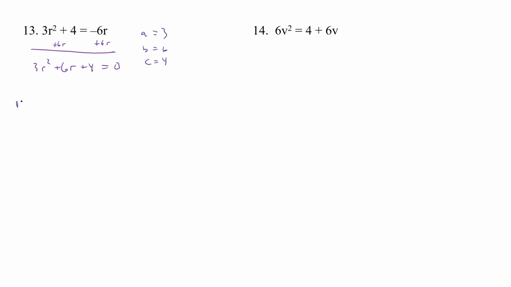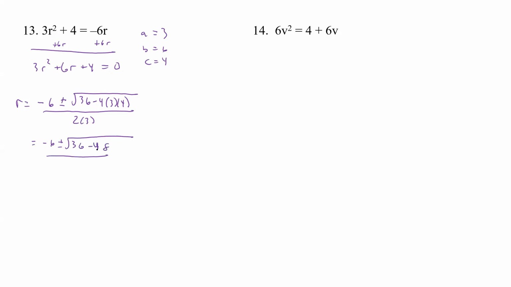And we have r, so r equals negative 6 plus or minus the square root of 36 minus 4 times 3 times 4, all over 2 times 3. Okay, so that was our 6 squared, and then everything else. All right, so 12 times 4 is 48, so it's going to be minus 6 plus or minus the square root of 36 minus 48, all over our 6.